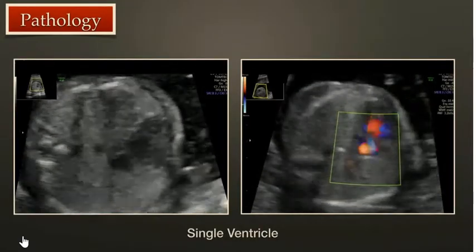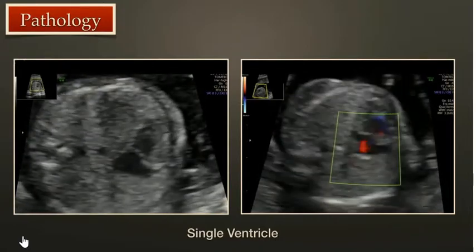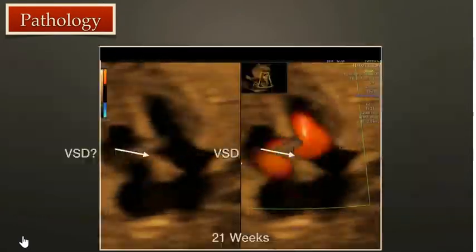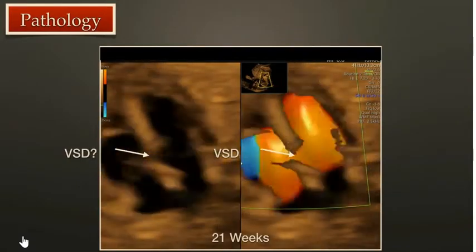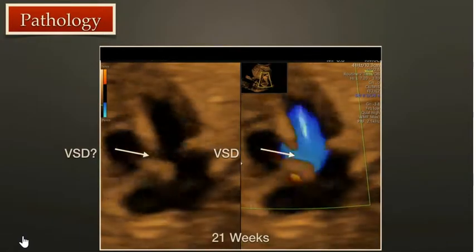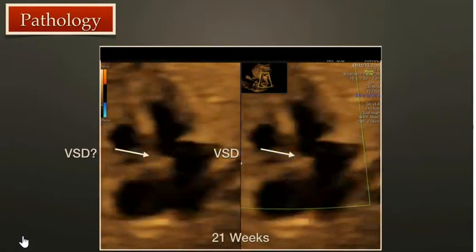The 2D image on the left suggests a single ventricle, which is confirmed when color Doppler is used to evaluate blood flow into the ventricle. The image on the left suggests a VSD, while the image on the right demonstrates flow across the defect. The balance has been decreased to reduce the artifact that occurs when the balance is set too high.